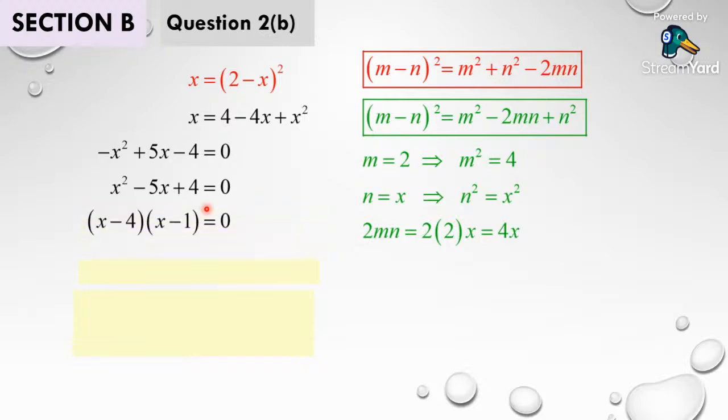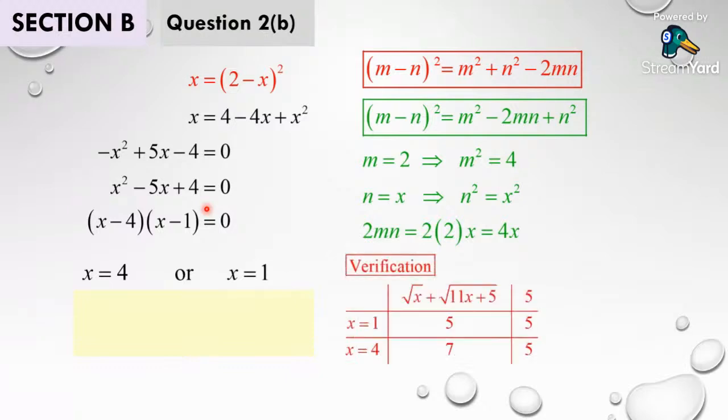Factorize. We got two answers, x equals 4 and x equals 1. And please check your answer. For square roots, always check your answer. Although both of them give a positive result, it's not necessarily true that both are the correct answers that we want. So how do we check the answer, guys and girls?